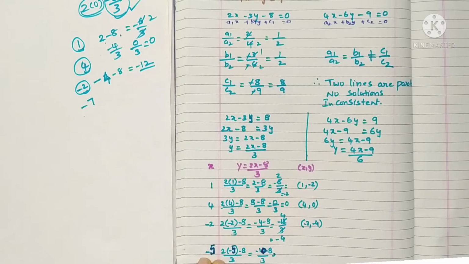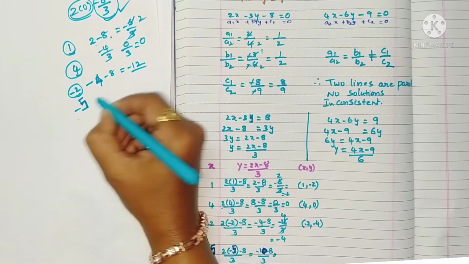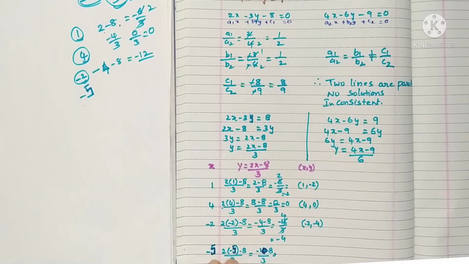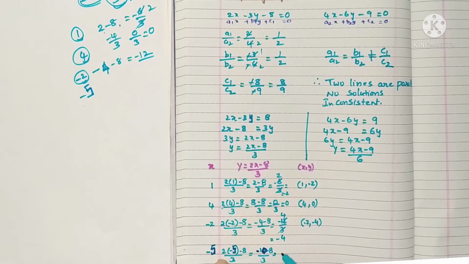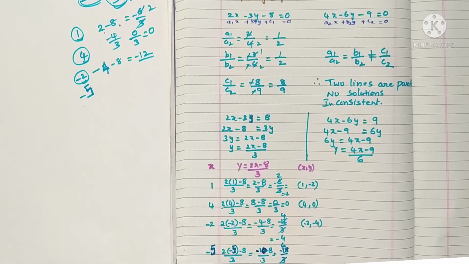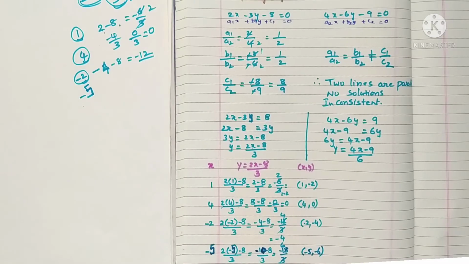Next minus 5. 2 into minus 5 minus 8 by 3. Okay. So here minus 5. So 2 into minus 5 is minus 10, minus 8 by 3. So minus 18 by 3. 3 sixes are 18. So here minus 6. x value minus 5, y value minus 6.